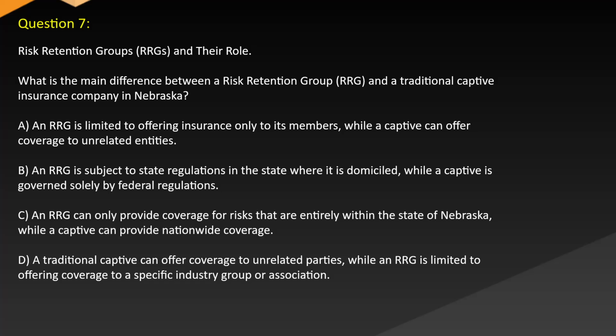What is the main difference between a risk retention group and a traditional captive insurance company in Nebraska? A. An RRG is limited to offering insurance only to its members, while a captive can offer coverage to unrelated entities. B. An RRG is subject to state regulations in the state where it is domiciled, while a captive is governed solely by federal regulations.